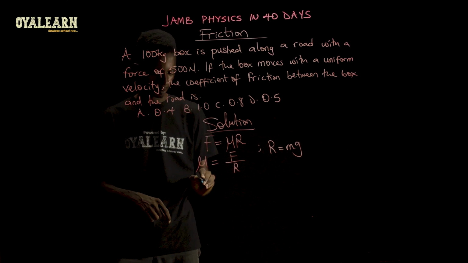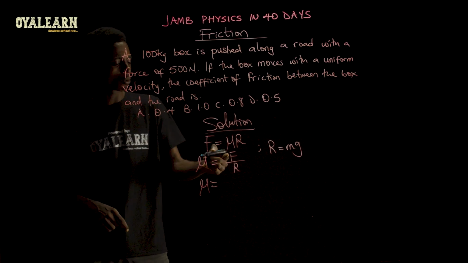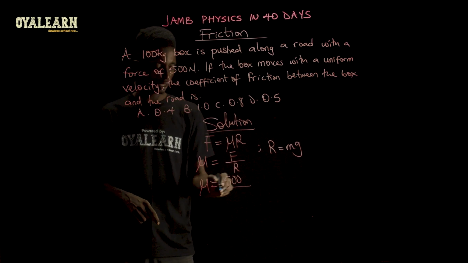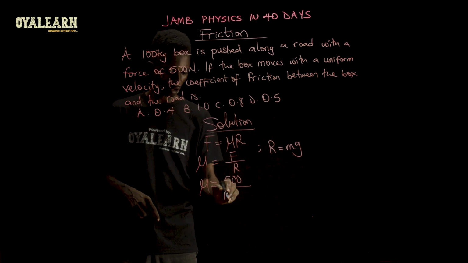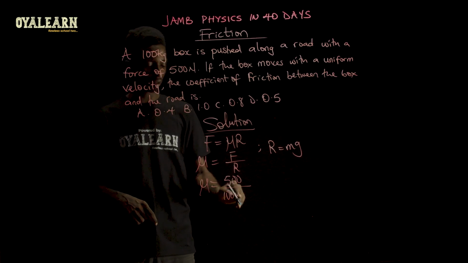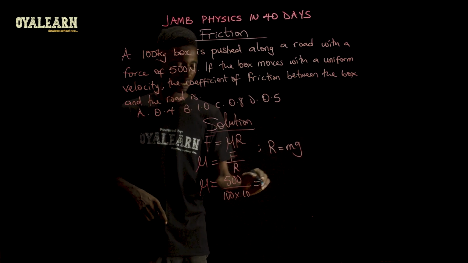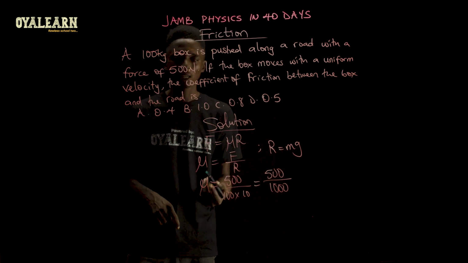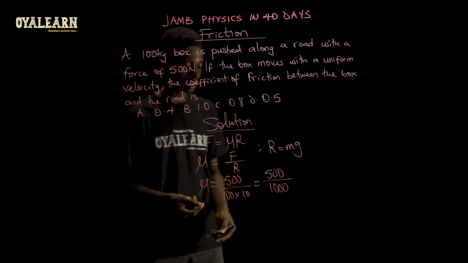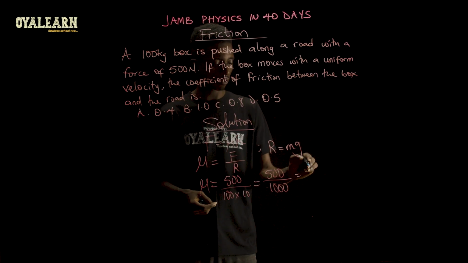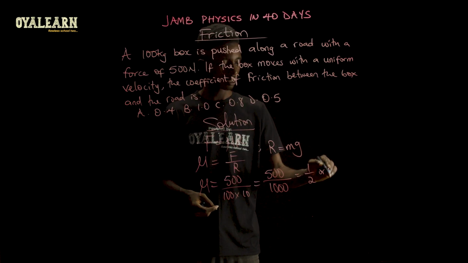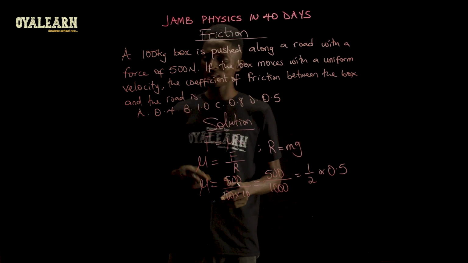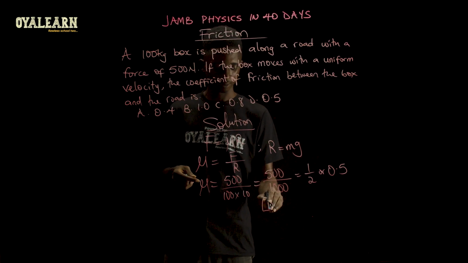So let's apply that. So our answer would then be F, which is 500 newtons, divided by the mass, 100, times acceleration due to gravity, taken as 10. This would then be 500 divided by 1000. And we know the coefficient of friction does not have unit, so we just break this down, and this will give us 1 over 2, or 0.5. So from the options provided, the correct one is option D.